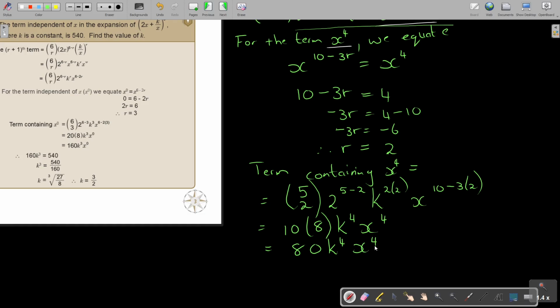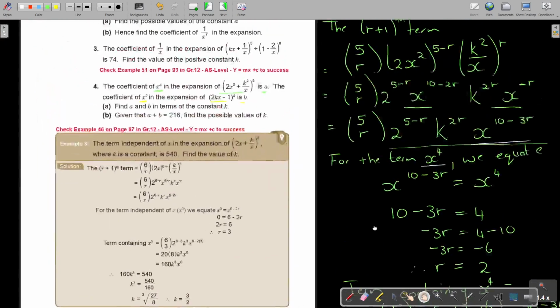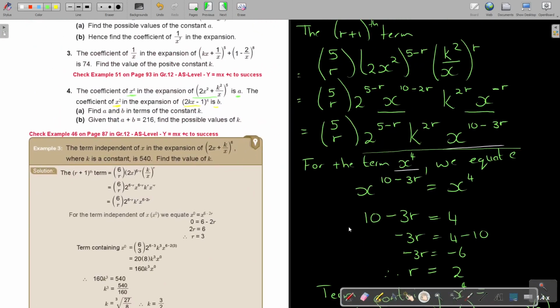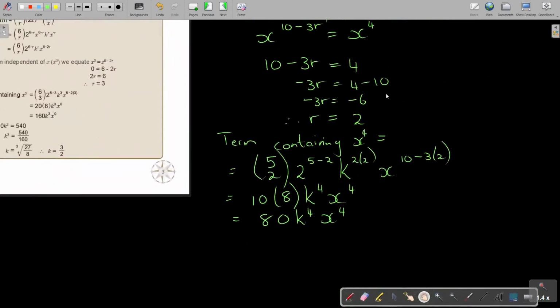And now, remember what they said. Go back to the question. They said the coefficient of x to the 4 is a. So I can say, therefore, this is the coefficient. So therefore, a is equal to 80k to the 4, the value in front of x to the power of 4. Now, I'm going to go on to the next part.